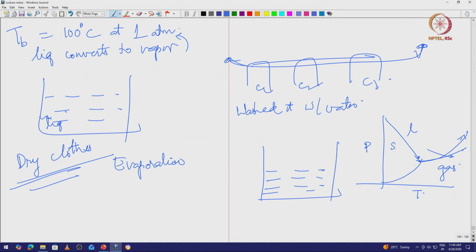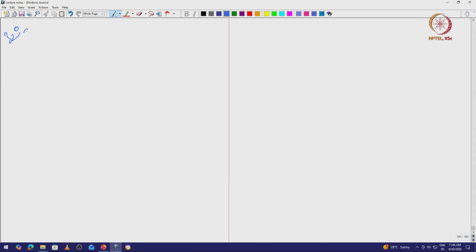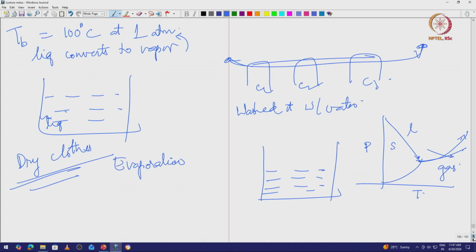Let us say the atmospheric pressure, or the temperature at which I put my cloth, is 32 degrees Celsius. Like I said, today's temperature in Bangalore is 32 degrees Celsius. So this is 32 degrees Celsius, and this is 1 atmosphere. At 32 degrees Celsius, my phase diagram tells me that I have a liquid phase that is stable.